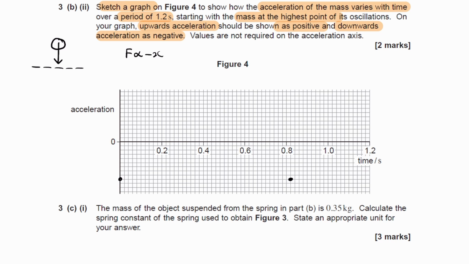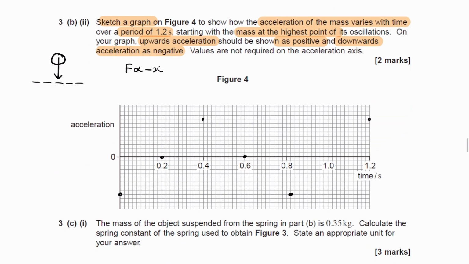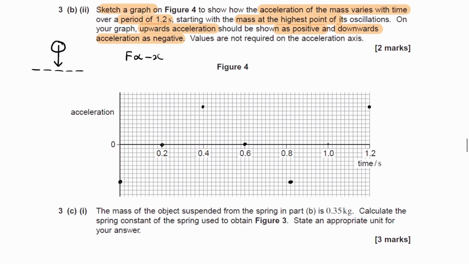So we'll have our positive peak at 0.4 and at 1.2. It'll hit equilibrium at 0.2, 0.6, and 1. And then we can just connect the dots. Draw a cos graph. And this will be our final answer.